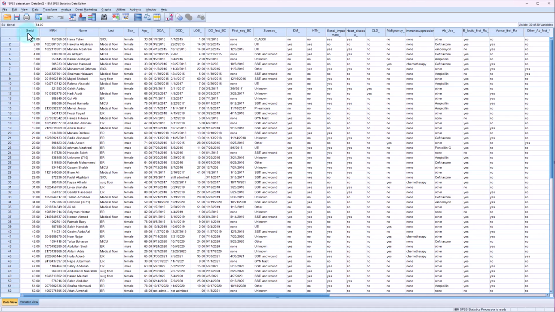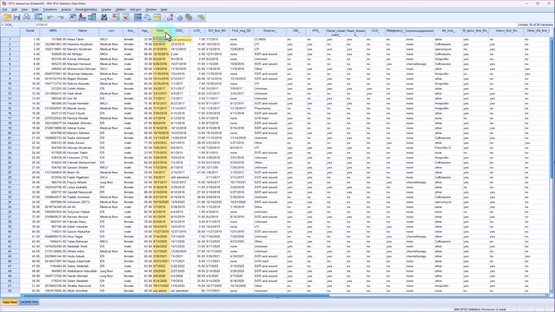Now this is the serial number of the patients. This is the medical record number, which means the unique identity number of each of the patients. These are the names of the patients. Here you can see the relevant departments where the patients were admitted: ER department, medical floor, MICU, surgical floor, etc. Here you can see the gender of the patients and the age of the patients in ER.